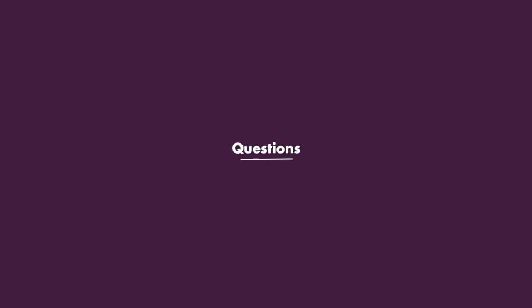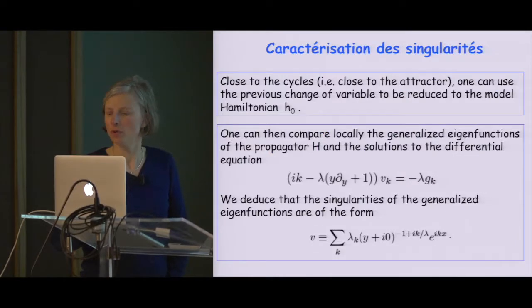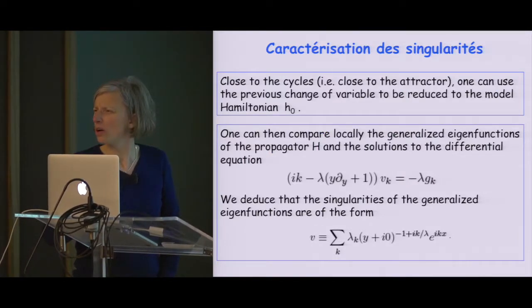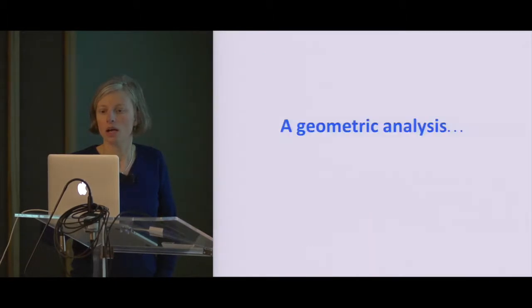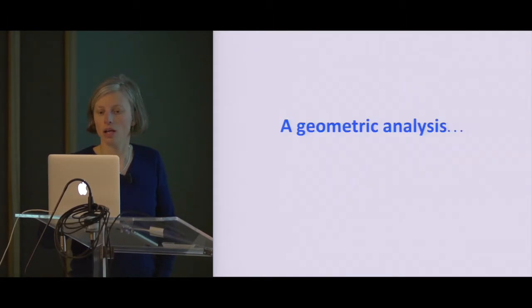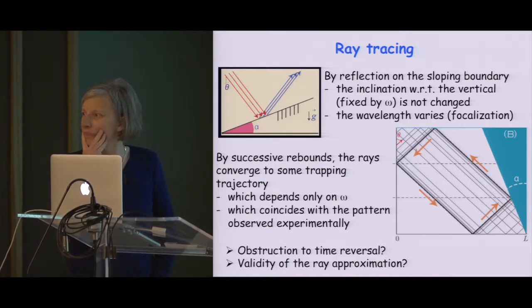So if you bring back the slide where you explained the ray tracing, I'm wondering what happens when the angle is such that you cannot have a reflection?